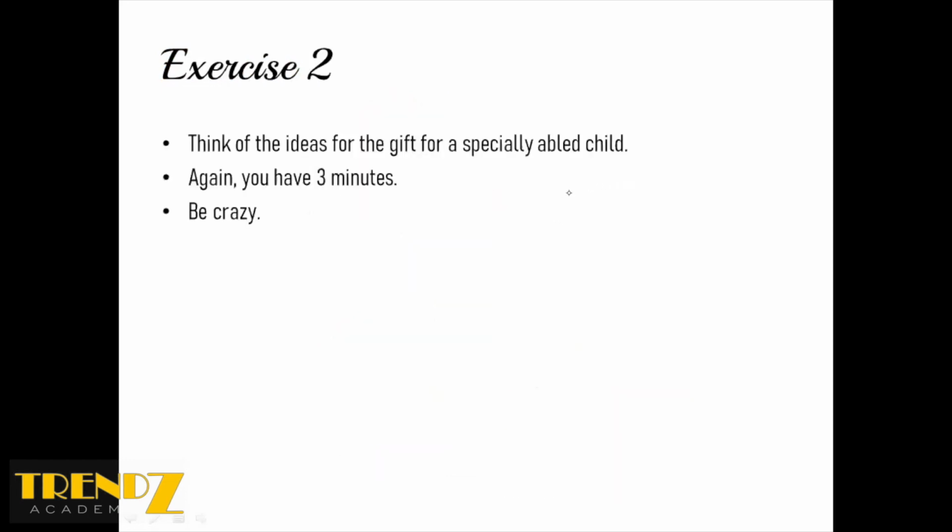So again, exercise 2. Now you have to think of the ideas again for a child, but now the child is spatially abled or handicapped. Again, you have 3 minutes and be crazy. You can think of cowboys, anything. So your time starts now.